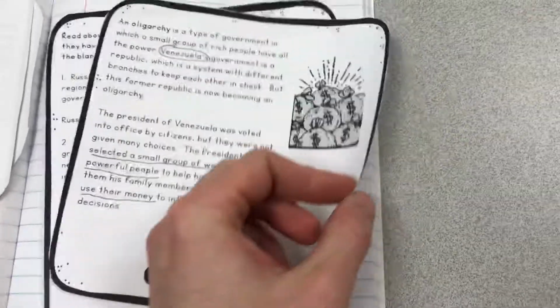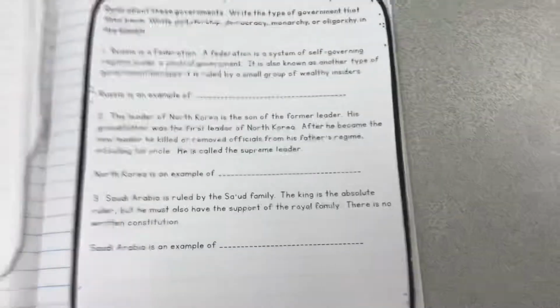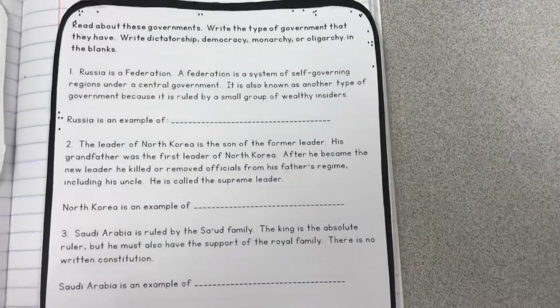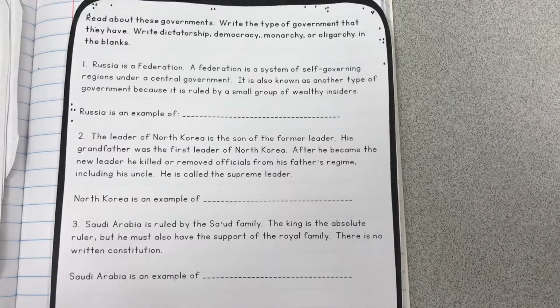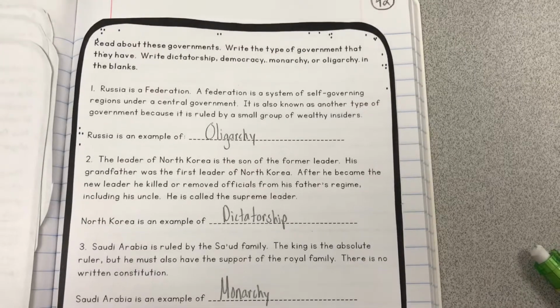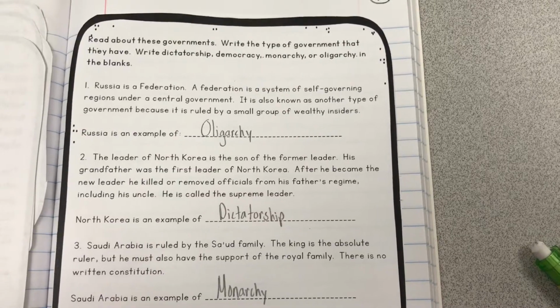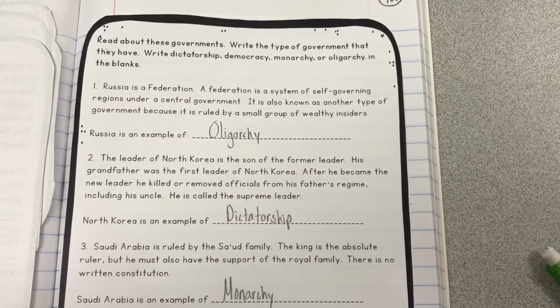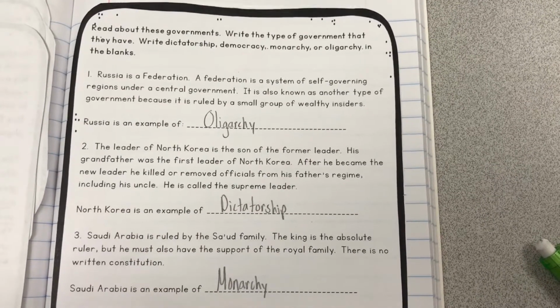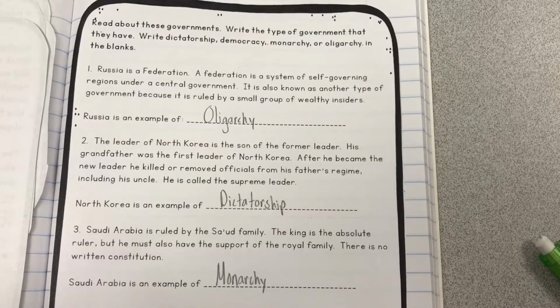And before we finish off here, I want you to take a look at this little quiz. Look at the 3 questions, take a minute, answer them, and then check to see how you did. So the first one, where it talked about Russia being a federation, another type of government, the big part there was it's ruled by a small group of wealthy insiders. And anytime we hear small group and wealthy, oligarchy is it.